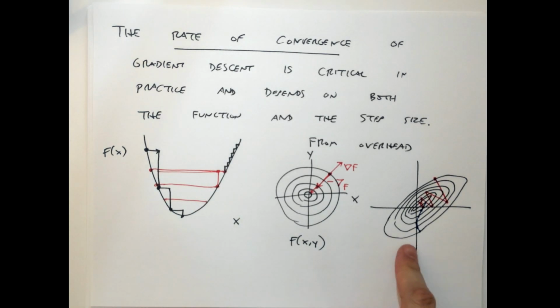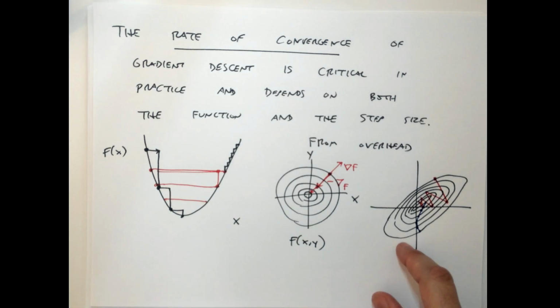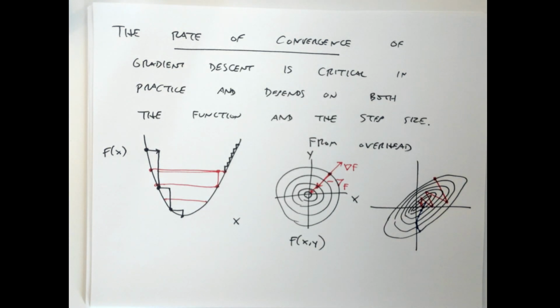Now, as a user, you are stuck with the function. You can't really change what the function looks like. You can't change the shape of these contours. All you can do is hopefully choose a good starting point and then choose a good step size regimen to get there.